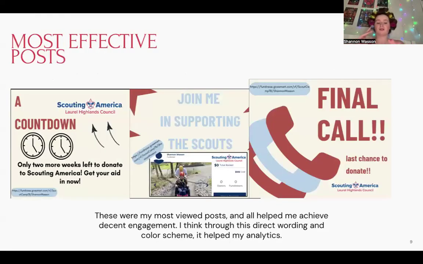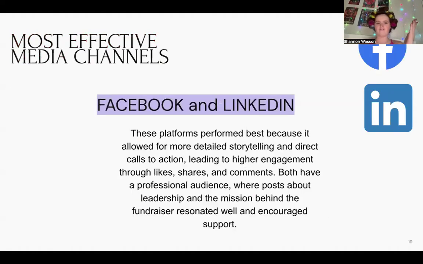And these were the three most effective posts, like I said. And I think honestly, what made me see why these were so engaging, why they were viewed so much, is because they were right in your face. They had that direct call to action and all that. So I think that through that direct wording and that color scheme, it helped my analytics. I also included a picture of the link in that main one, so I think that definitely helped. Same thing with the final call. I was definitely telling people, in their face, donate now, and that made my engagement thrive.